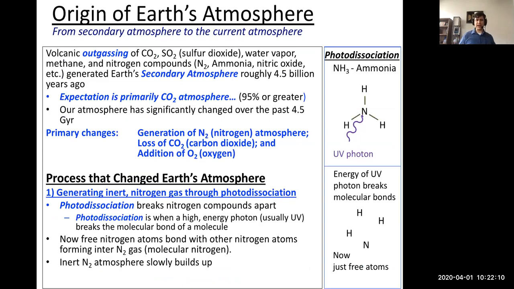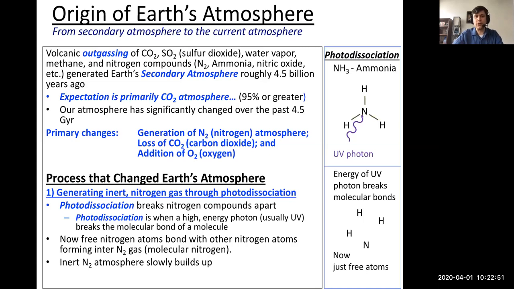So this volcanic outgassing that's going to make Earth's secondary atmosphere shortly after Earth's formation is going to be 95% carbon dioxide, maybe a little bit greater. What are the other gases that are in there? And these are not the gases that we see in our current atmosphere. We see things like sulfur dioxide, water vapor, which still is there, methane, and then a lot of different nitrogen compounds. Very little molecular nitrogen, but a lot of things like ammonia, NH3, nitric oxide, and other nitrogen compounds. So that's what our atmosphere was about 4.5 billion years ago.